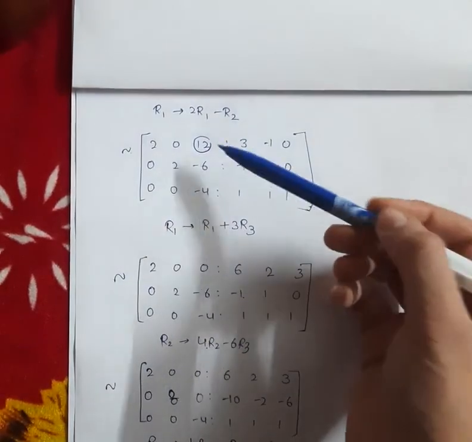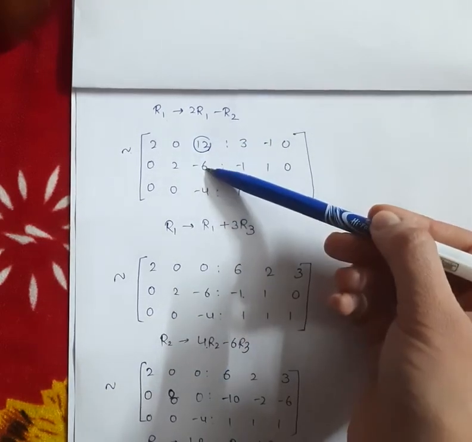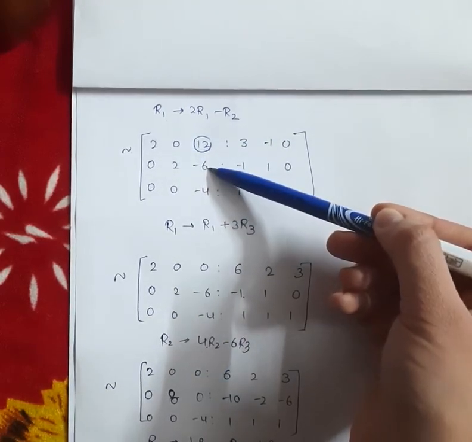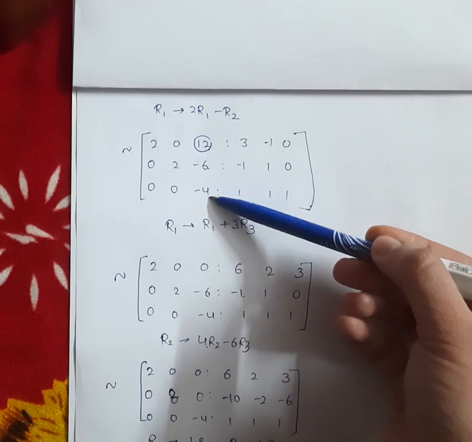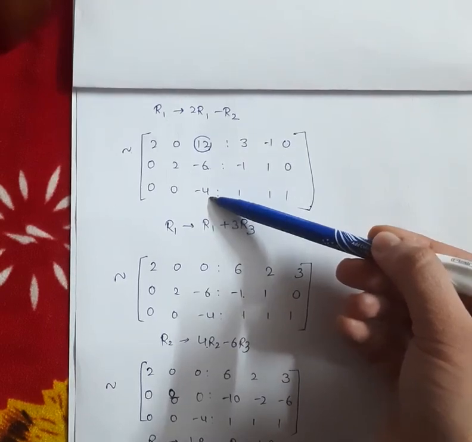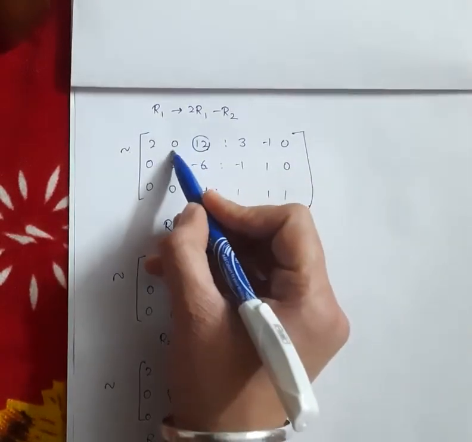Now remember one thing. My target is to convert this 12 to 0. I can use R2. If you see, I can multiply R2 by 2. Then I can add them so that I get answer 0, or I can use R3, but still I will prefer R3. Why so? Because if I am going to use R2, this will disturb my 0.